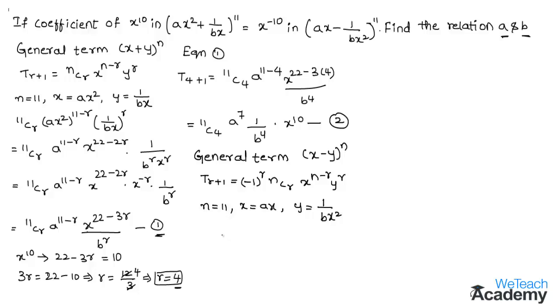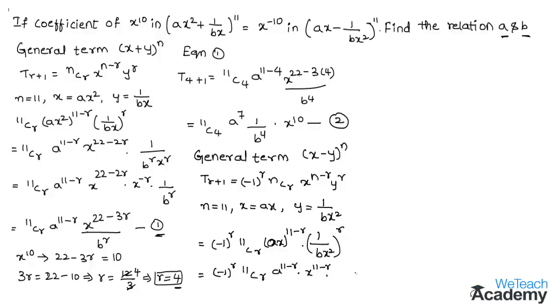So on substituting the values of n, x and y in the formula, we get minus 1 whole power r into 11Cr into (ax) whole power 11 minus r into (1 by bx square) whole power r. And here by splitting the power 11 minus r to a and x, we get minus 1 whole power r into 11Cr into a power 11 minus r into x power 11 minus r, and here (1 by bx square) whole power r can be written as 1 by b power r into x power 2r.